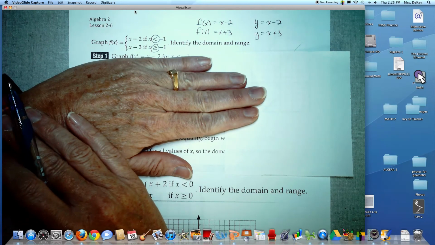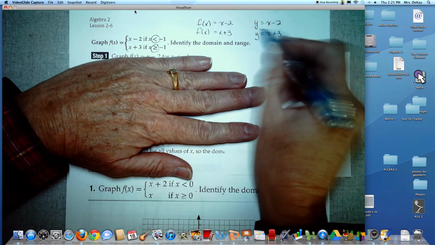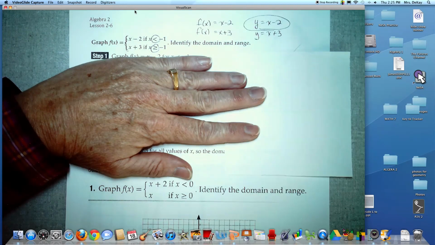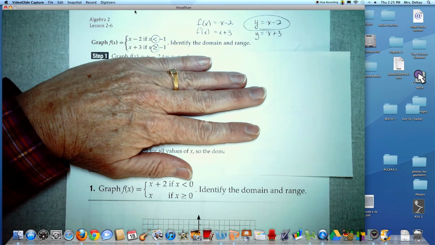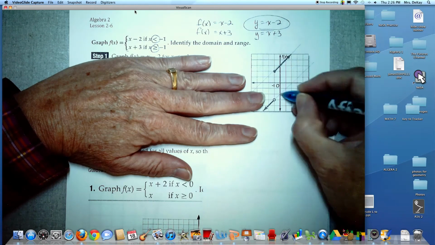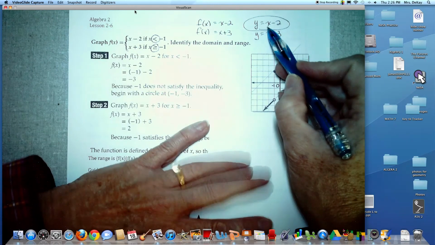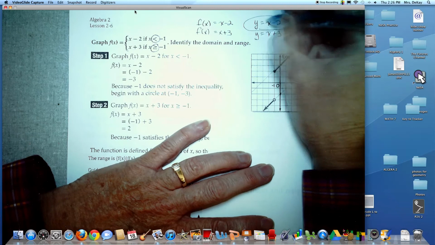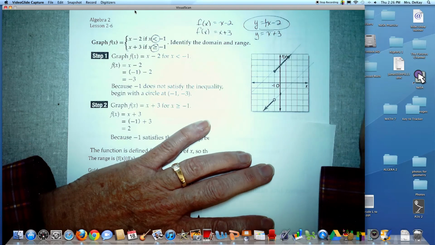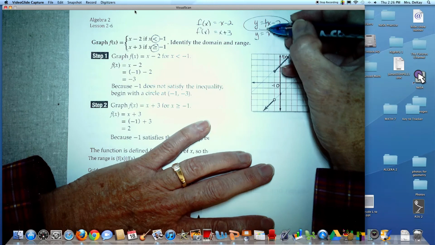You could put it into slope-intercept form. It's in slope-intercept form right now. So how would I go about graphing that? It's going to cross at -2, right? So I'd go up here and make a dot at -2. And then what is my slope? My slope is 1 over 1, isn't it? So that means I'm going to go up 1 and to the right 1.